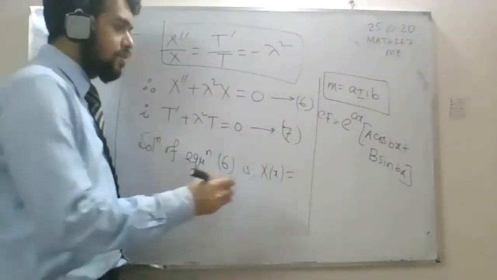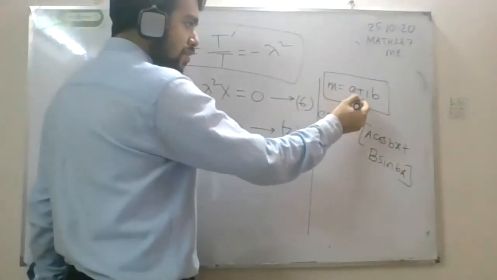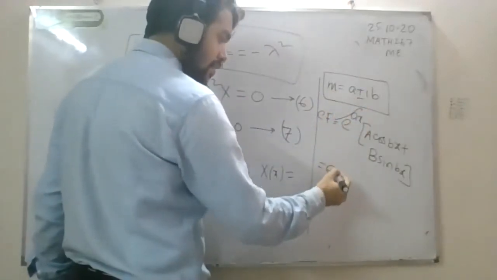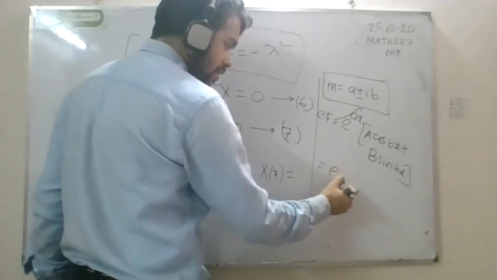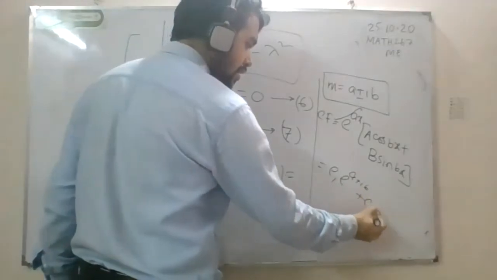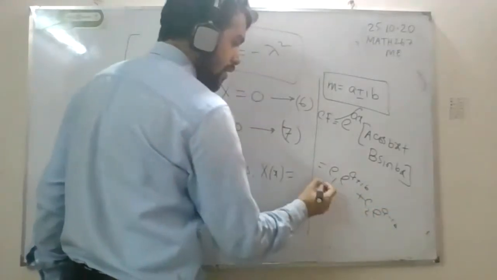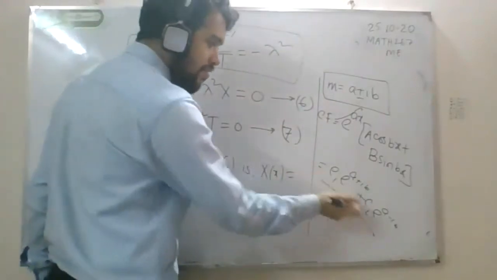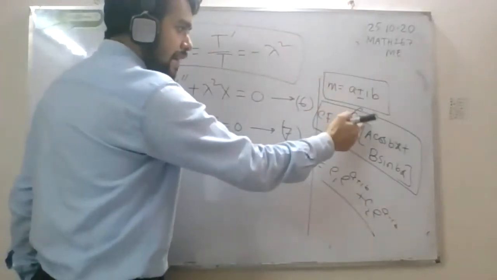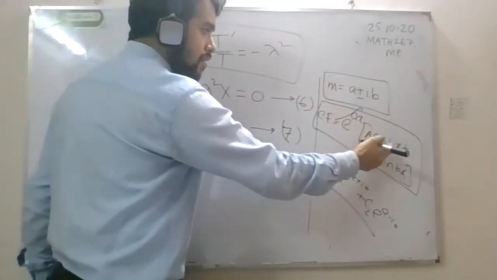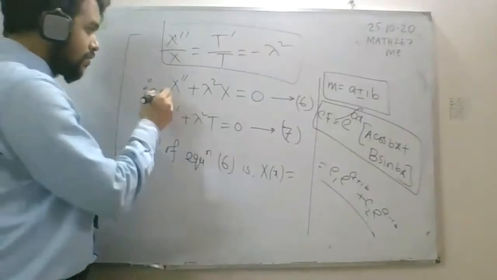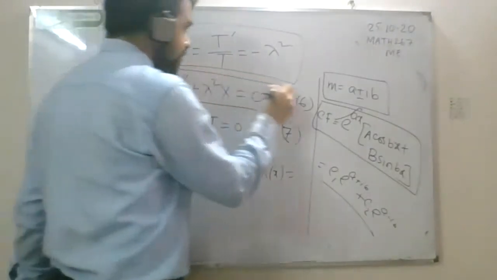Here just take a look that this is also a distinct root, so you can find this kind of equation. You already know that c1 e to the power a plus ib plus c2 e to the power a minus ib is your complementary function, and after simplification you can get e to the power ax into a cos bx plus b sin bx. So this is your complementary function.